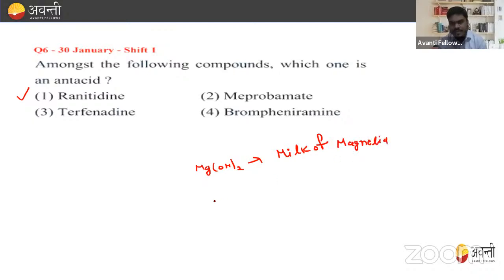Magnesia, right? Mg(OH)2. Some more examples, beta. Aluminum hydroxide gel, that is Al(OH)3. Okay, so these are examples of antacids: ranitidine, Mg(OH)2 milk of magnesia, aluminum hydroxide gel. These all are examples of antacids, right? Okay.